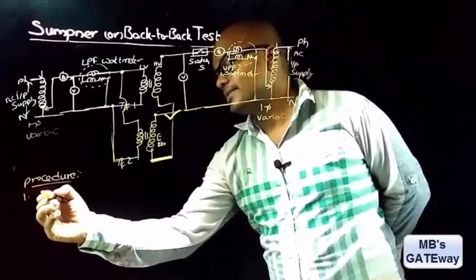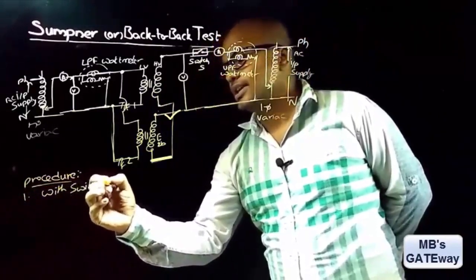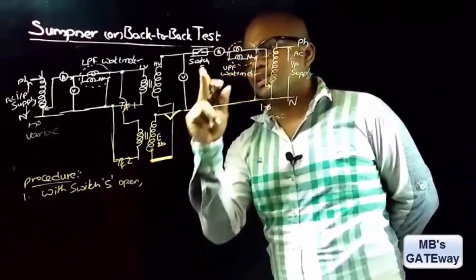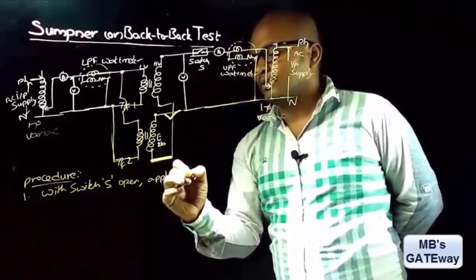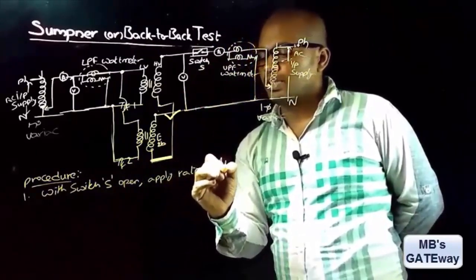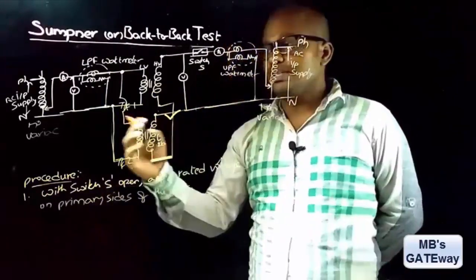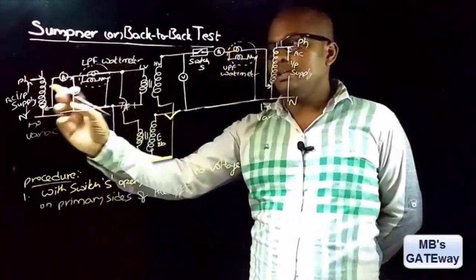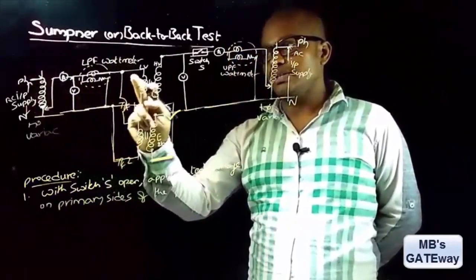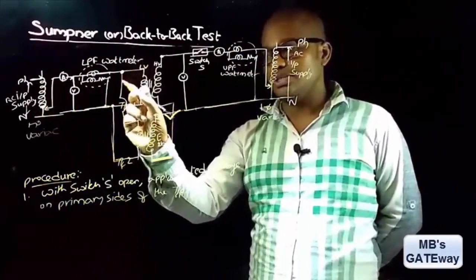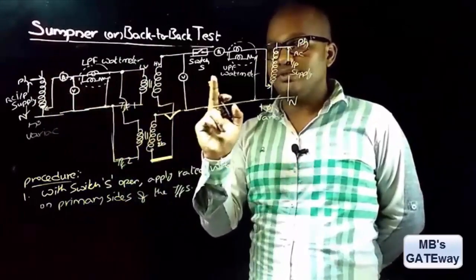The first step is, with the switch open, apply rated voltage on the primary sides of the transformers. That is, we need to apply the input supply by varying this variac till the voltmeter reaches the rated voltage, and here the rated voltage value is the LV voltage. So we need to vary the variac till the voltmeter reaches the LV value with the switch open.